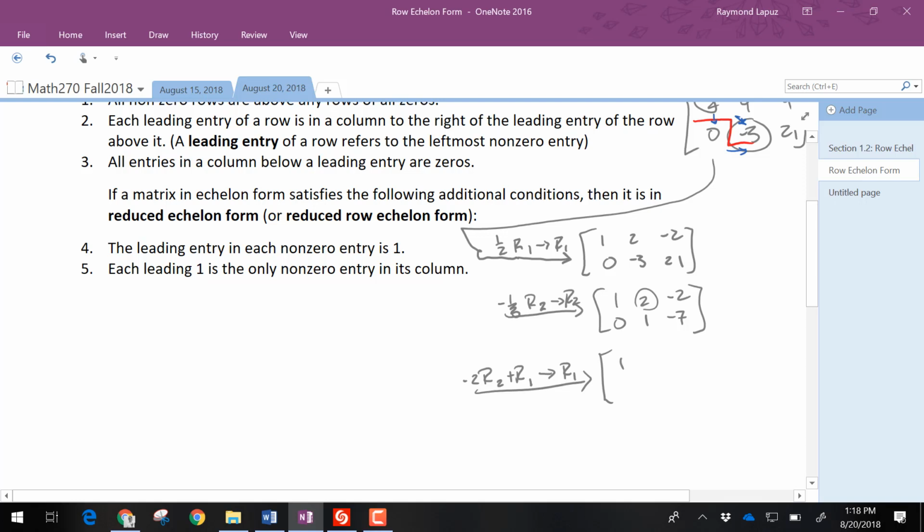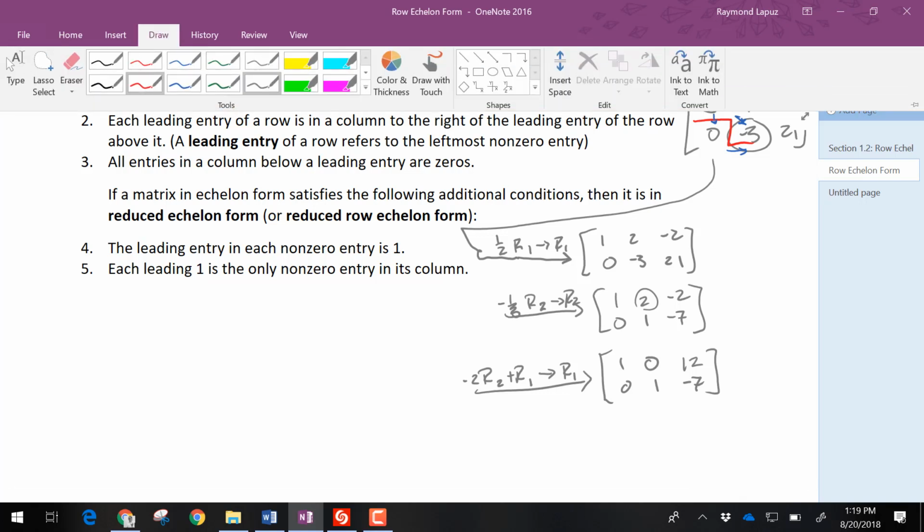So what do I get? I get one. I'll do the second row first because I didn't change that. I multiply the second row by negative two, so that doesn't change the first non-zero element up there. And here I multiply this by negative two, and I get a zero, right? And now I multiply negative 7 by negative 2. That's positive 14, right? Positive 14 minus 2 is positive 12. Now, number 4 and number 5 are satisfied.